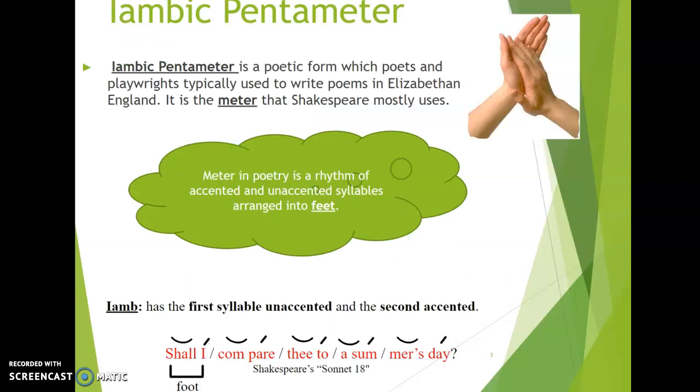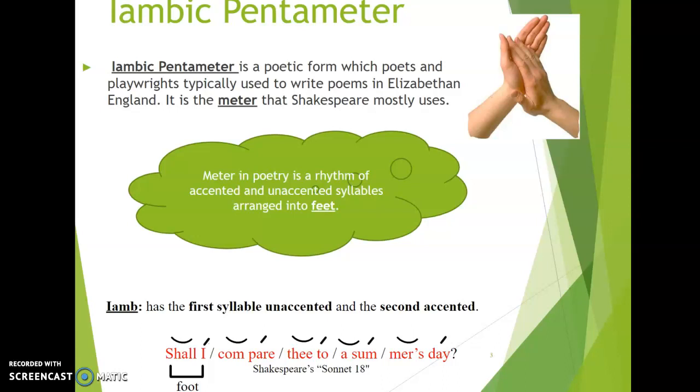But for now, I want us to look down at the bottom where we define the term an iamb. An iamb has the first syllable unaccented and the second syllable accented. Then that unaccented and accented syllable, when they go together, is called a foot. So if you notice, you will have 5 feet in one line, which will be 10 syllables.